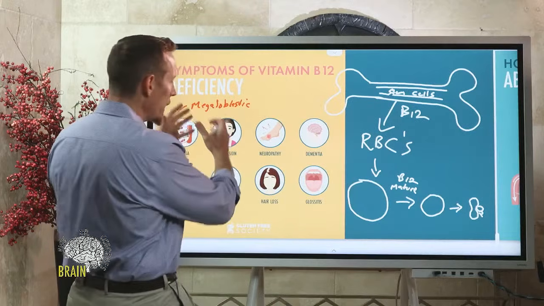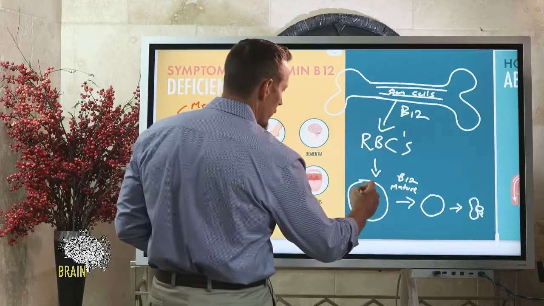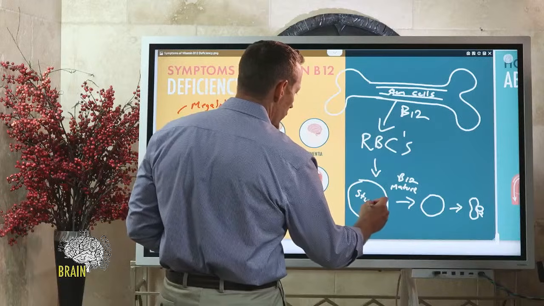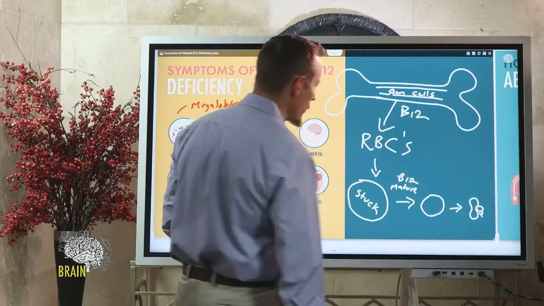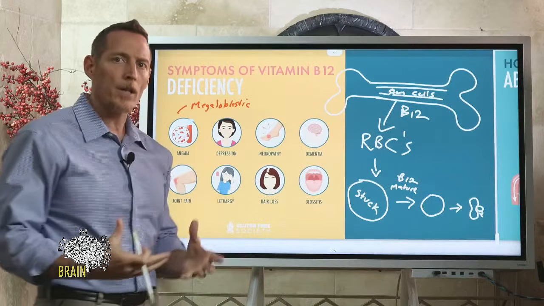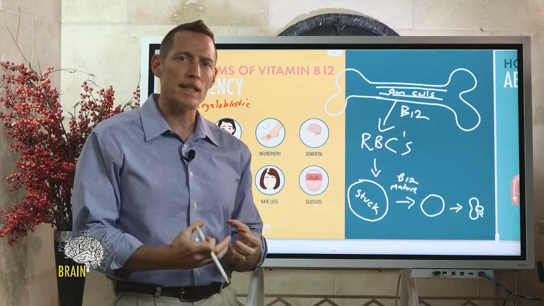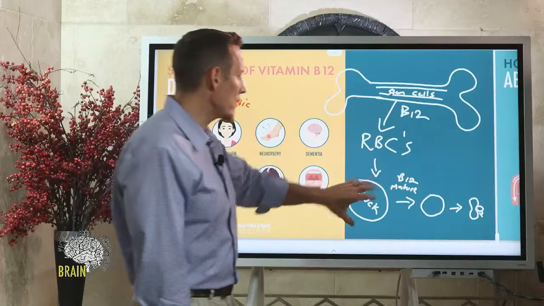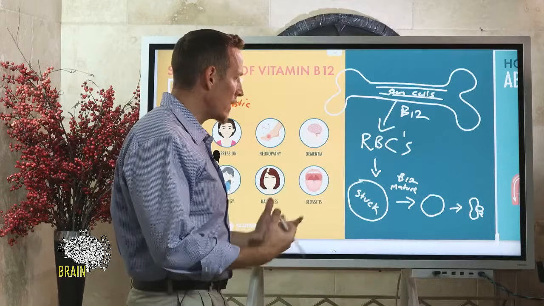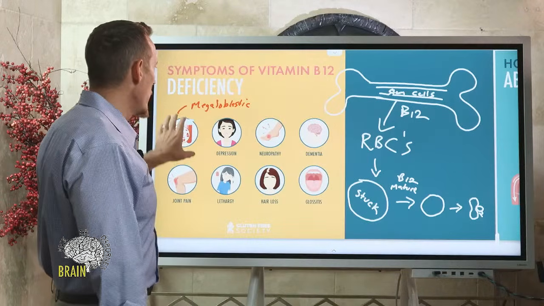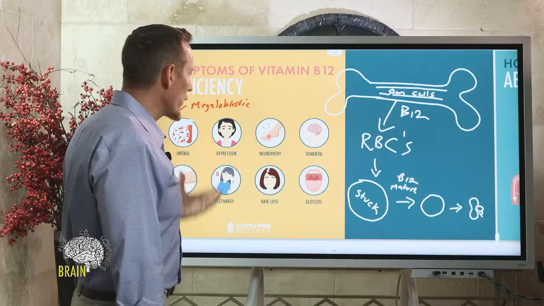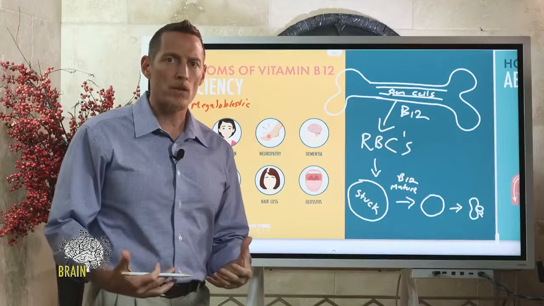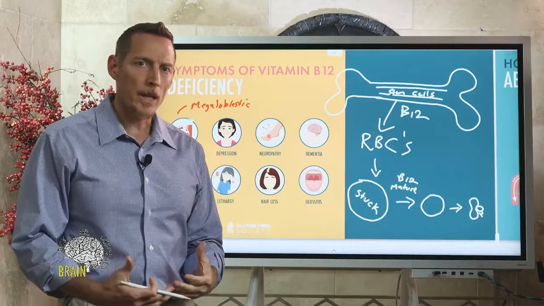Mega means big, so the cells get stuck in this size, and when they're stuck here and they don't evolve to carry oxygen very well, then we have red blood cells, but we don't have the capacity to carry the oxygen. Think of these bigger cells as clumsy and unable to do the job. And that's where anemia oftentimes can come from. And this is different than iron deficiency anemia that so many relate to celiac disease.